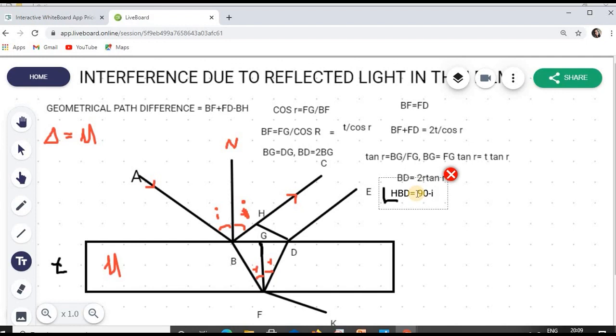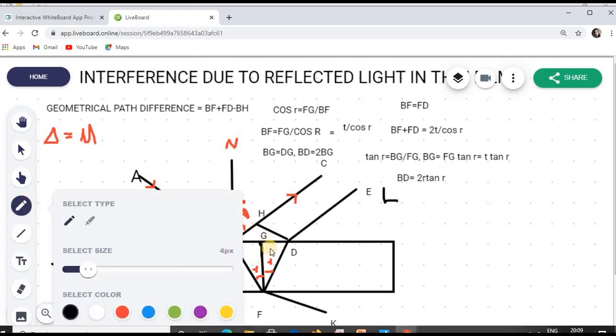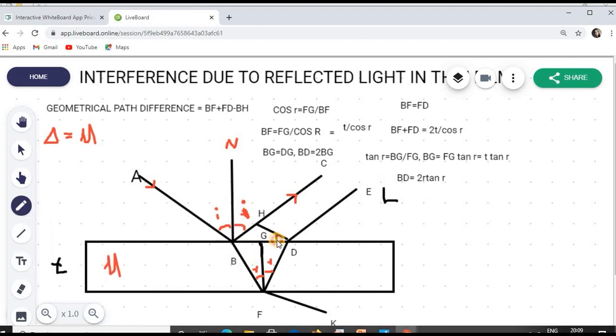And what is BH? What is sin i? If I consider the triangle BHD, this angle is 90 minus i, this is 90 degrees, so this will be i degrees, since the total should be 180 degrees. This is i.